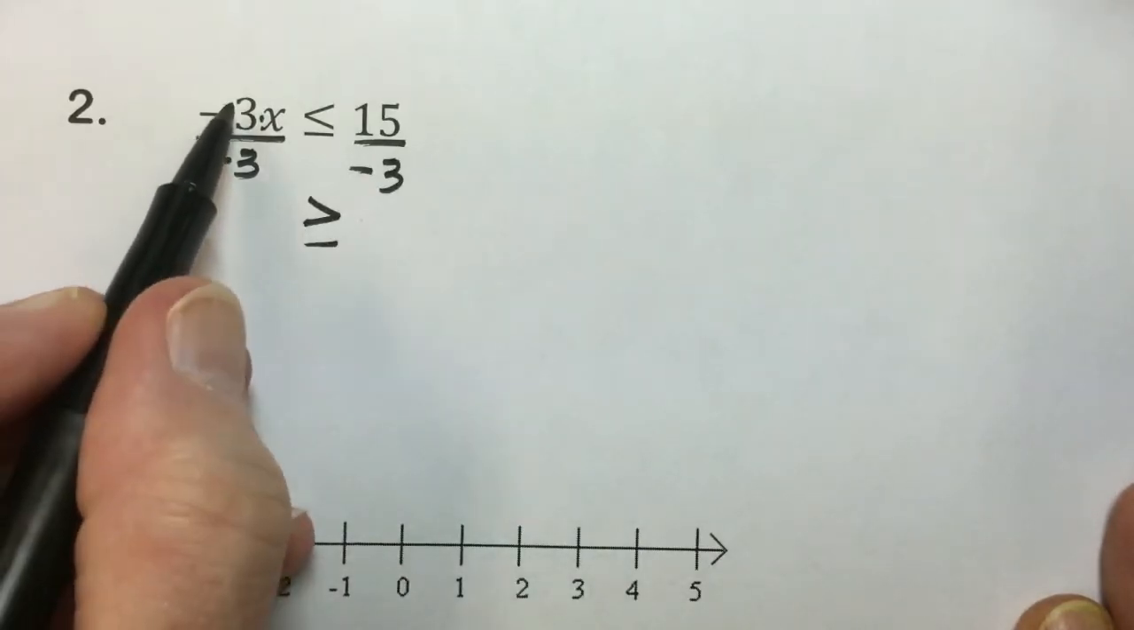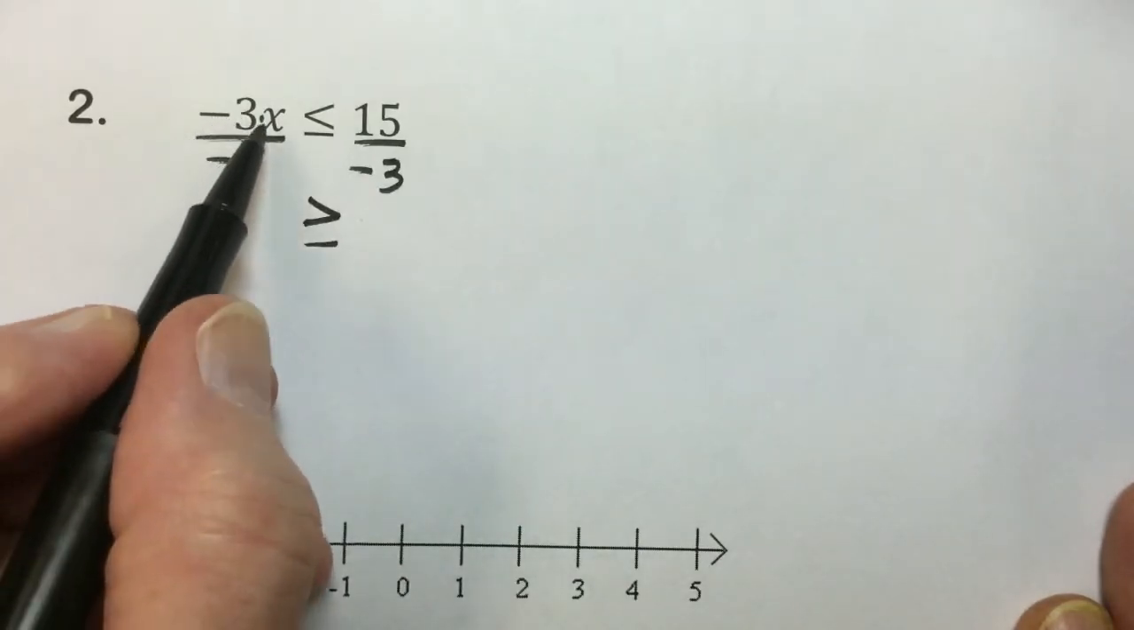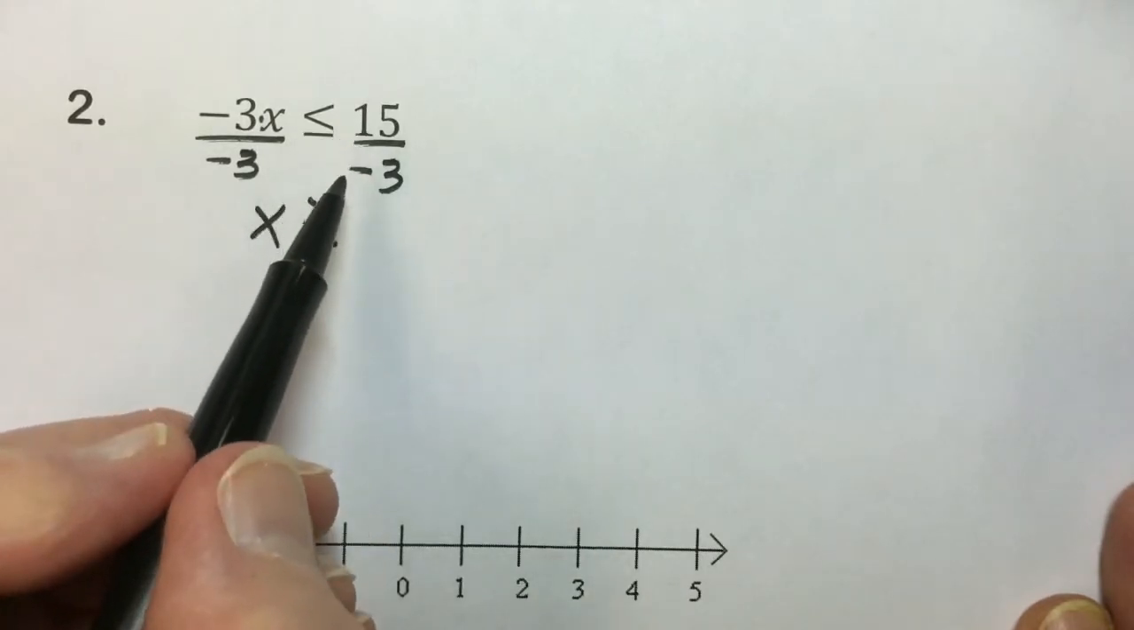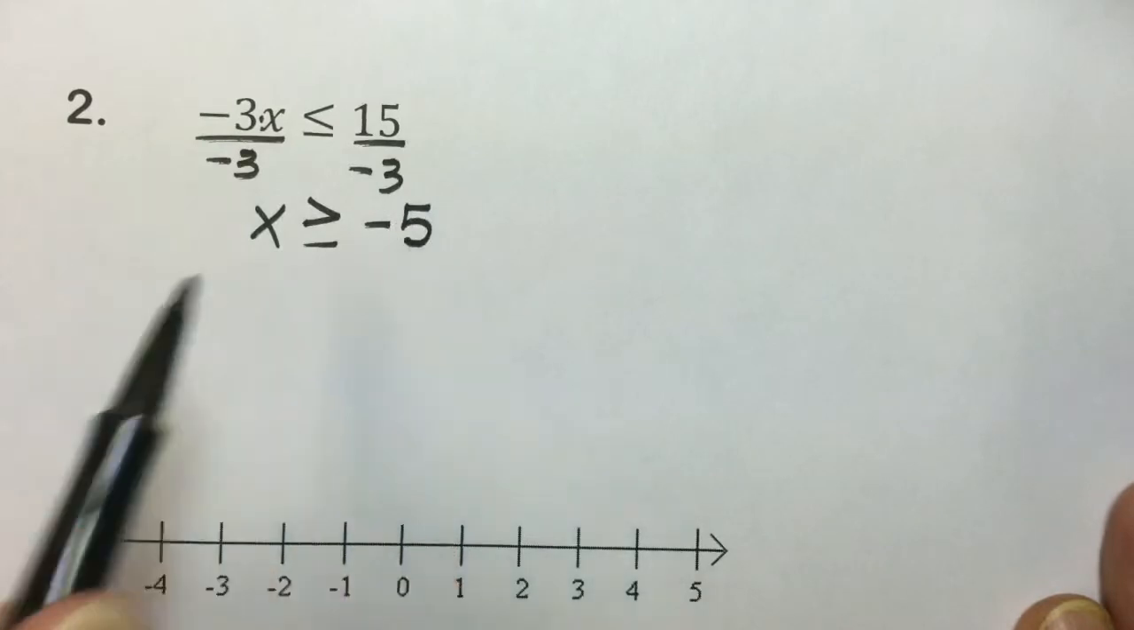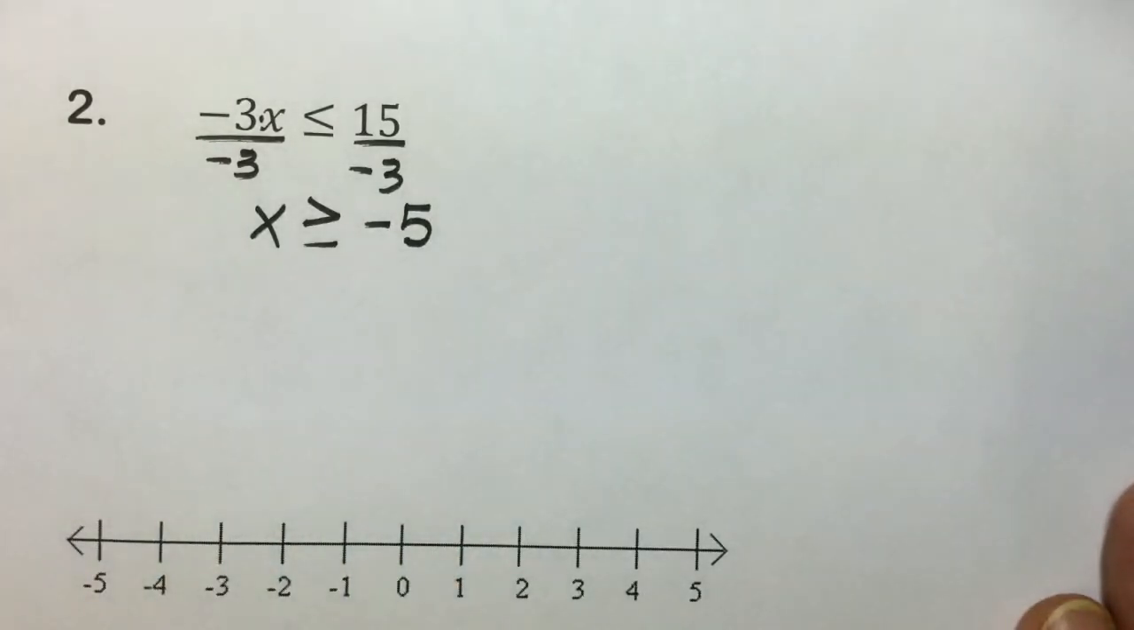The negatives cancel out. 3/3 is a 1 times x, or x. Positive divided by a negative is negative, and 15 divided by 3 is 5. So our solution here are all numbers greater than or equal to -5. We're including -5 and want all of the values greater than. So we'll use the arrow to indicate this continues towards the positive infinity direction.